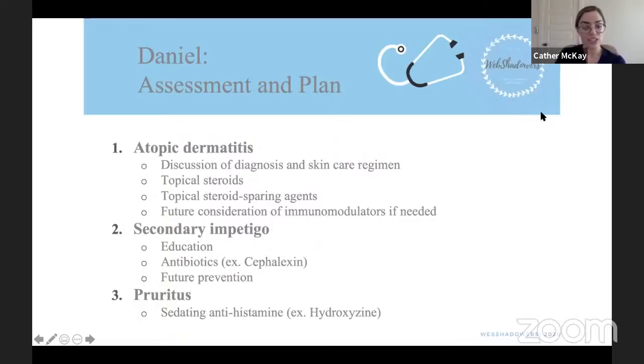And then pruritus. So histamine is actually not a major driver of eczema or atopic dermatitis. So we use antihistamines, particularly if they're having trouble sleeping. So hydroxyzine is kind of in the family with Benadryl. We'll use that just to help them sleep, and it just helps calm the itching. But really, treating the atopic dermatitis is going to help with the itching.